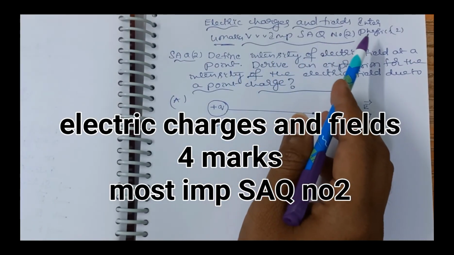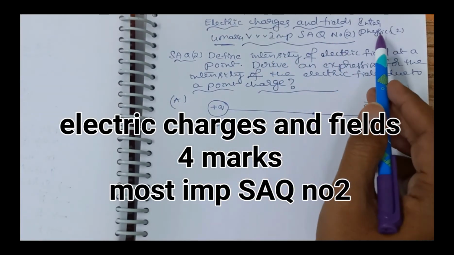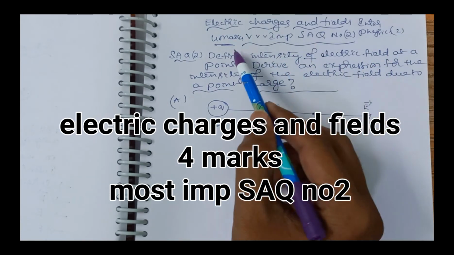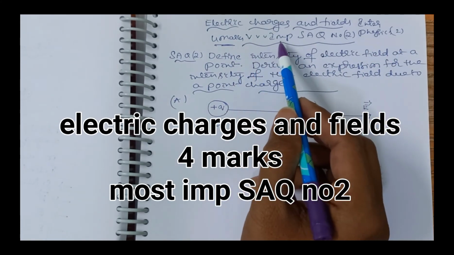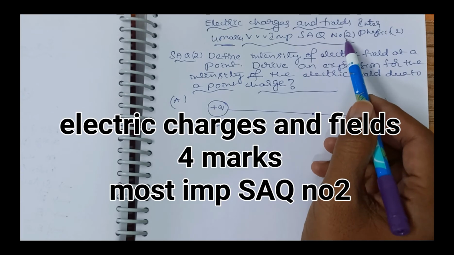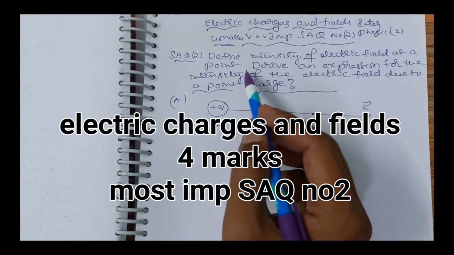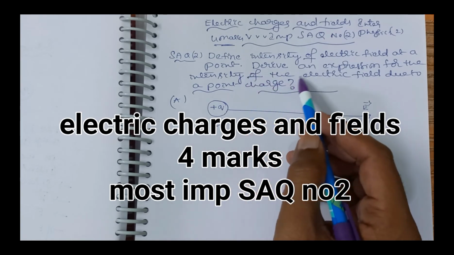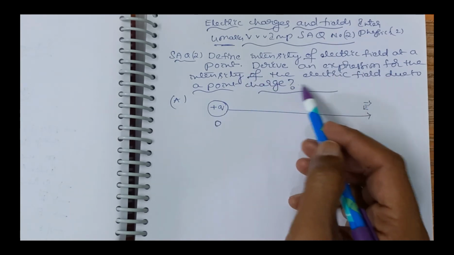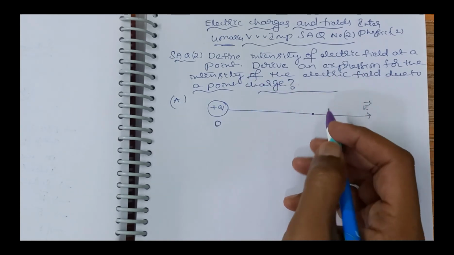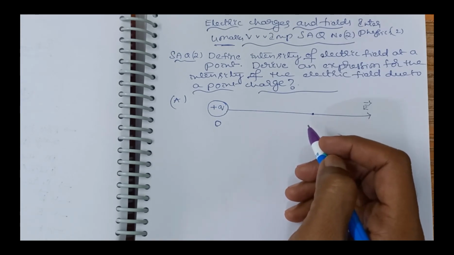Electric charges and fields, inter-second year physics, 4 marks question, most important, short answer question number 2. Define intensity of electric field at a point. Derive the expression for the intensity of electric field due to point charge.